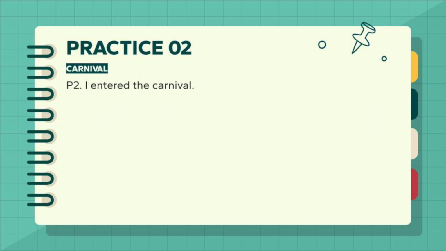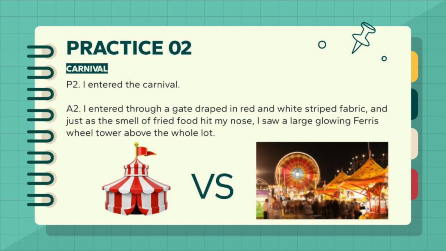Practice 2. Carnival. I entered the carnival. Practice 2. Carnival. Answer slide. I entered through a gate draped in red and white striped fabric, and just as the smell of fried food hit my nose, I saw a large glowing Ferris wheel towering above the whole lot.